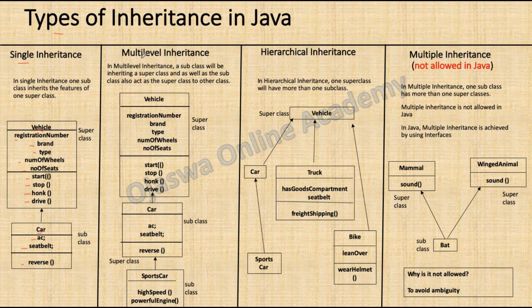Now what is multi-level inheritance? In multi-level inheritance, a subclass inherits a superclass, and the subclass also acts as a superclass to another class. For example, car inherits vehicle. So in this case, car is a subclass and vehicle is a superclass. Also, sports car inherits car. In this case, car is a superclass and sports car is a subclass. This is called multi-level inheritance. You have a class car that is a subclass as well as a superclass.